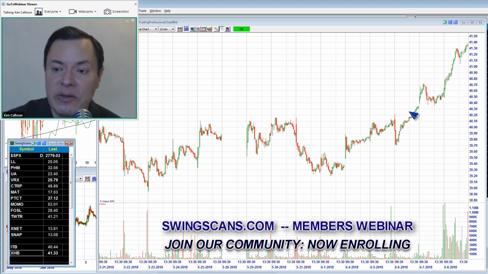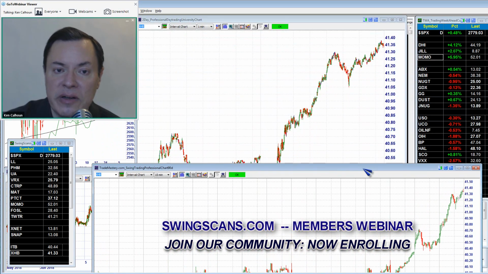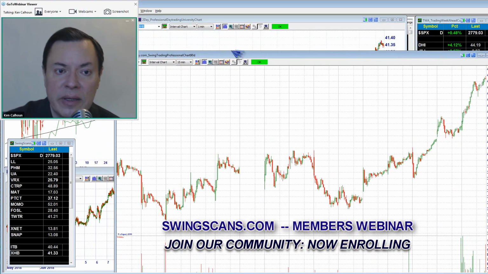I like the directional bias of this, and what I especially like is the high volume yesterday. It's got a high volume breakout. This is a 2-day chart of that same chart. XHB, so not too shabby.